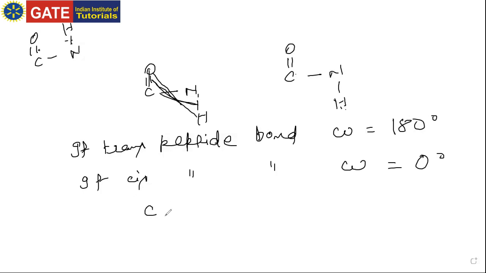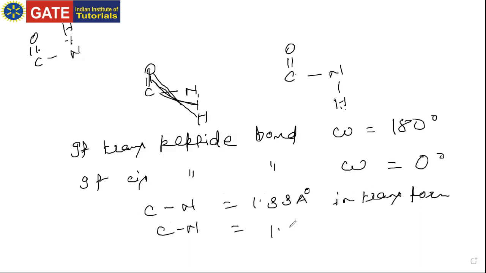Okay, so when this is in trans form, this peptide CN bond length is 1.33 angstrom. When in cis form, it will be 1.32 angstrom. Okay, in cis form. Understood?